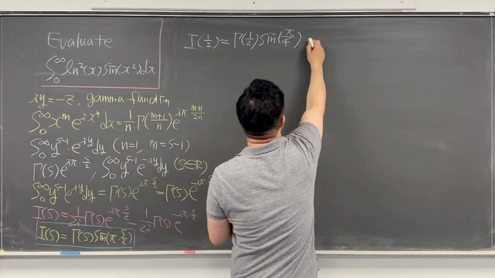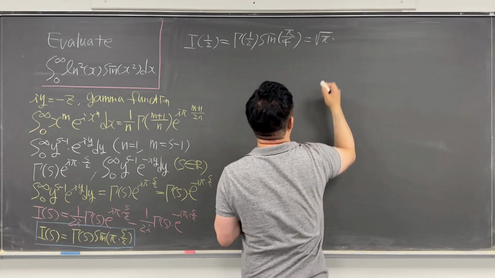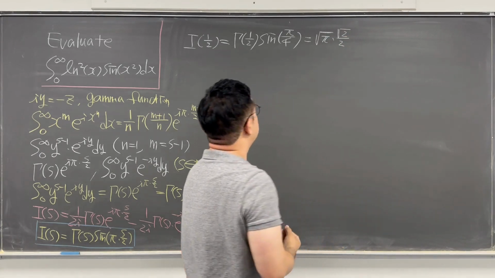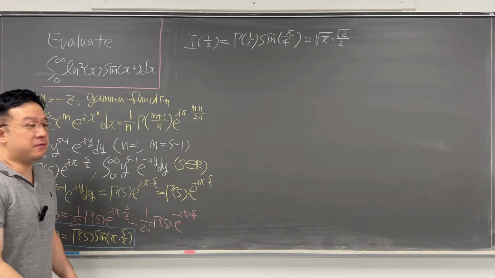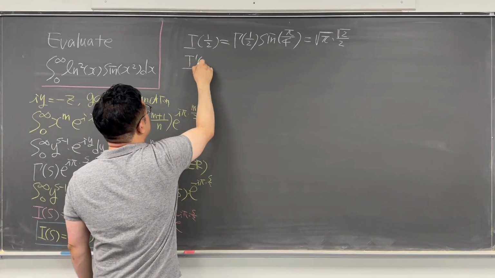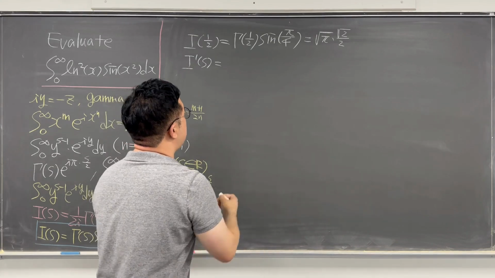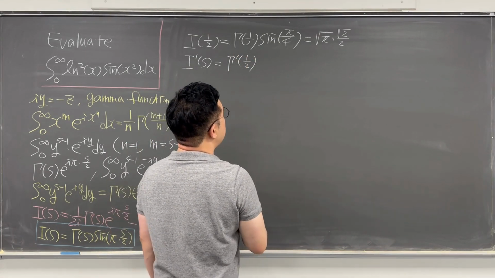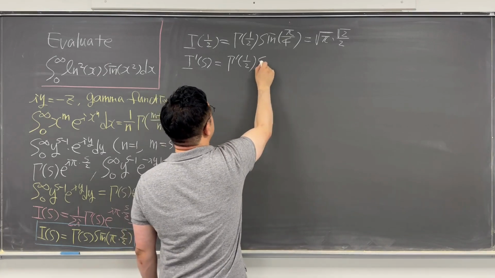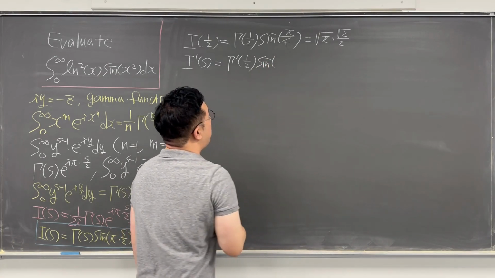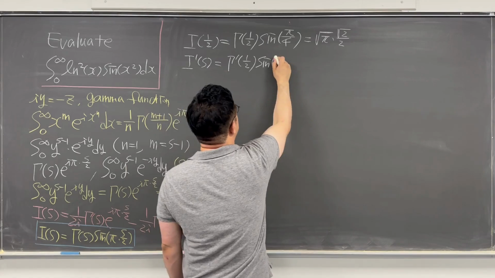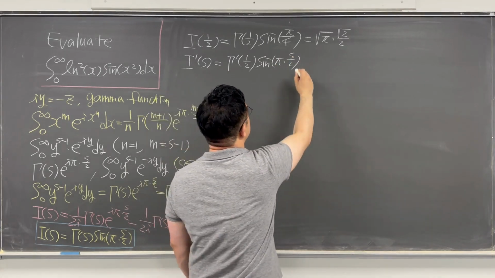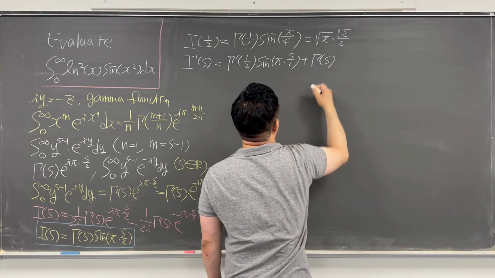This has to be the same as square root of pi times radical 2 over 2. Now let's talk about I prime of s. I prime of s has to be then gamma prime of 1 over 2, that times sine of pi times s over 2, then that plus gamma of s.